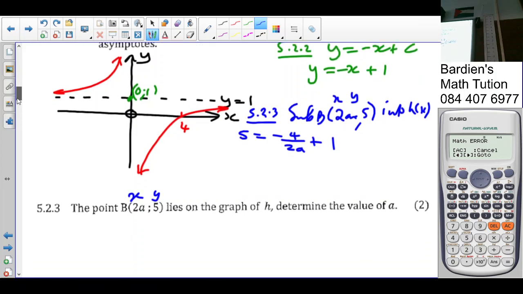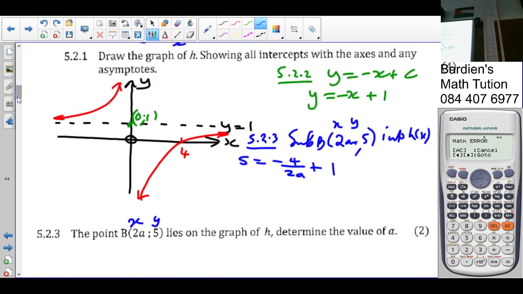So how do I solve for a now? First take the 1 over. So it becomes 5 minus 1, which is 4, is equal to negative 4 over 2a. Then what do we do? Cross multiply. So 8a is equal to negative 4. Divide both sides by 8. So a is going to be negative.